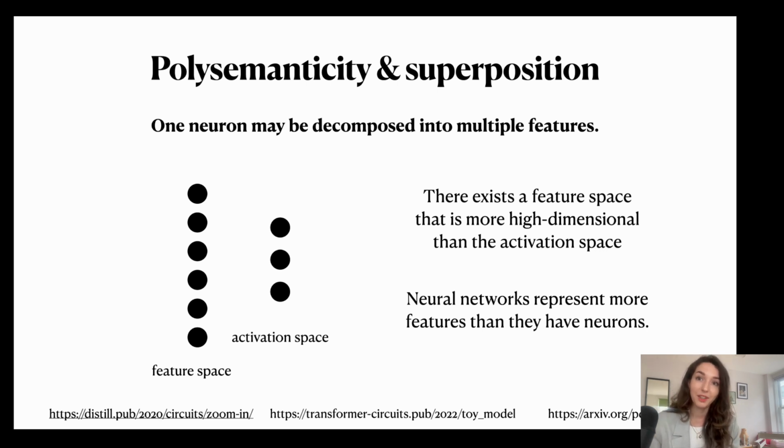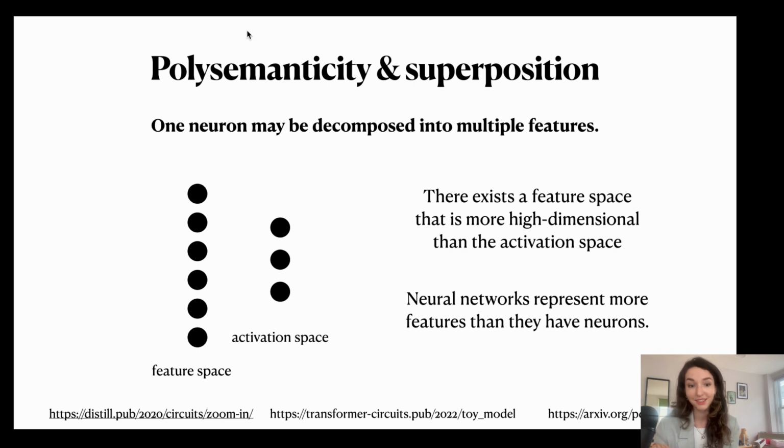If we look a little bit deeper into what this means specifically, basically we could decompose one single neuron into potentially multiple features. So it would activate for many of these features. And if we think about it in terms of a feature space and an activation space, the feature space is very large, and the activation space, the space of our dimensionality from the neurons, is a lot smaller. So there exists this feature space that is a lot more high dimensional than the activation space.